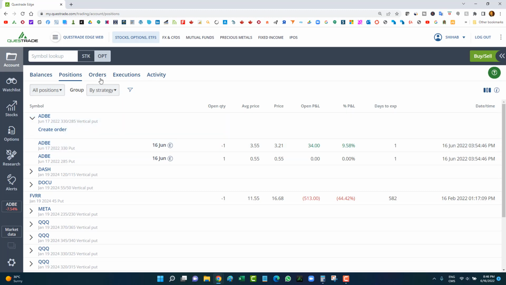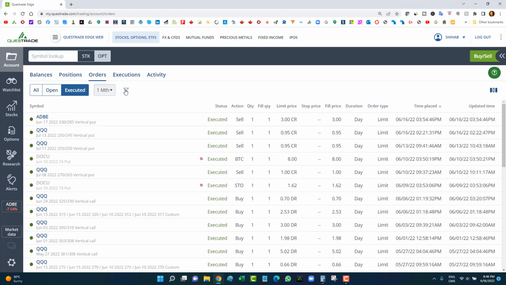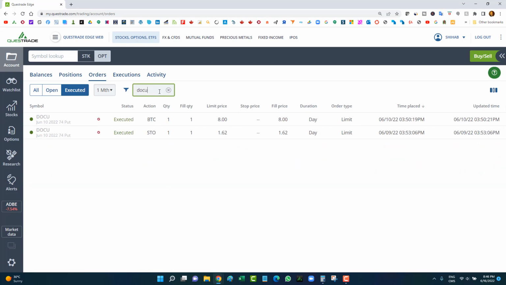Now, if you remember, I had a trade on for, what's it called? Was it Coop? No, it wasn't Coop. It was the other one, the DocQ sign, yeah. I did the same thing with DocQ, but DocQ I was able to do naked, and DocQ was a loser. I sold a 74 put before earnings for $1.62 and bought it back the next day for $8. So this one was a loser.